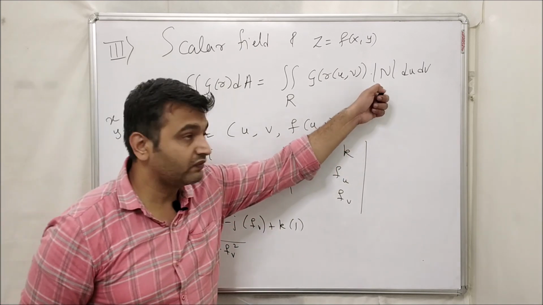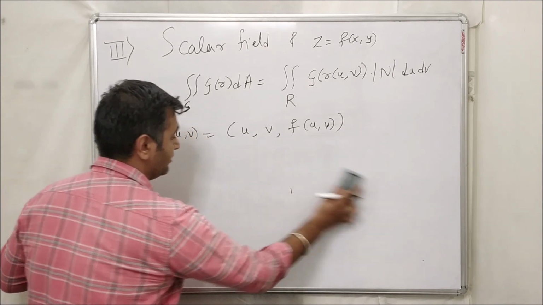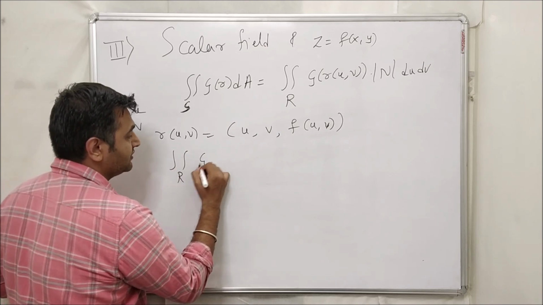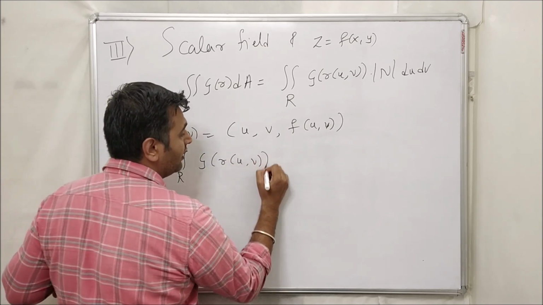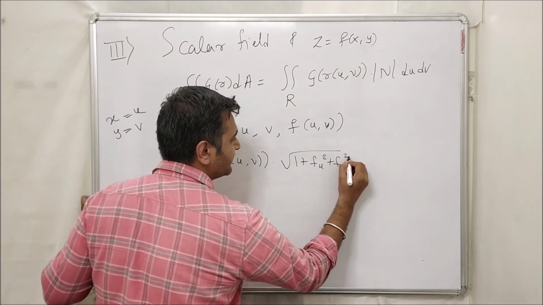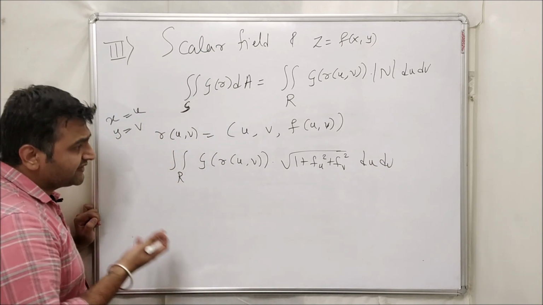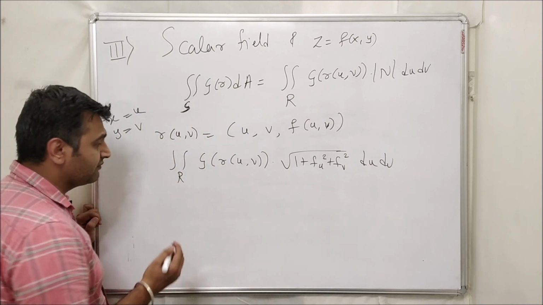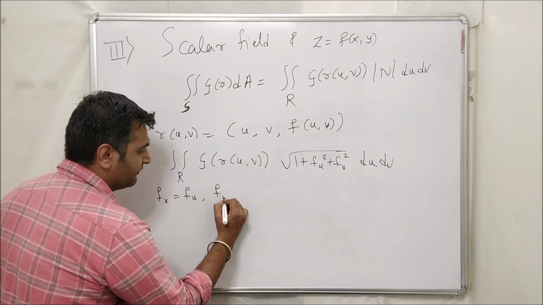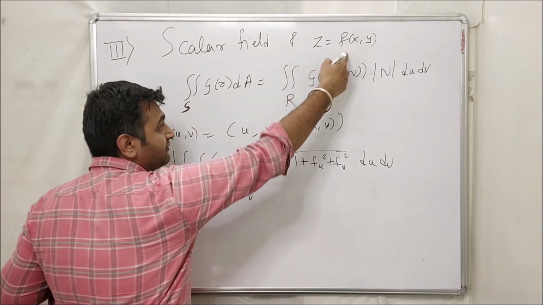If you put that value over there, what we have is the double integral of g of r of u, v times the square root of 1 plus f with respect to u squared plus f with respect to v squared, du dv. But your x is nothing but u, and y is nothing but v. So f with respect to x is the same as f with respect to u, and f with respect to y is the same as f with respect to v, where z is nothing but f of x, y.